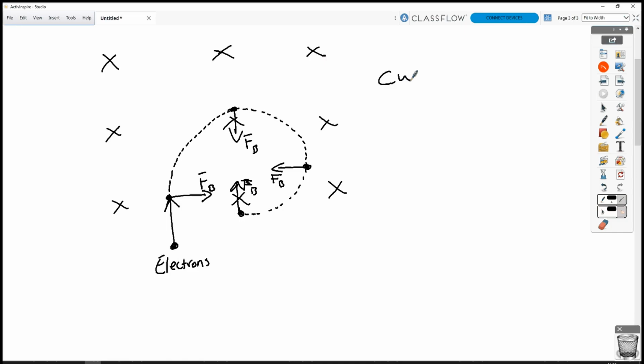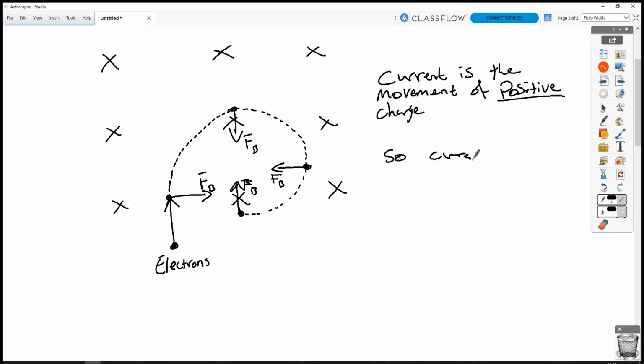I'll make a note here that current is the movement of positive charge, and we'll just underline the word positive. So current is opposite to electron motion.